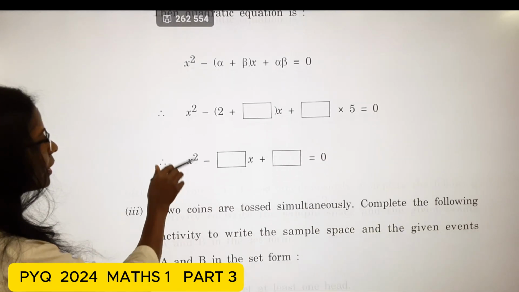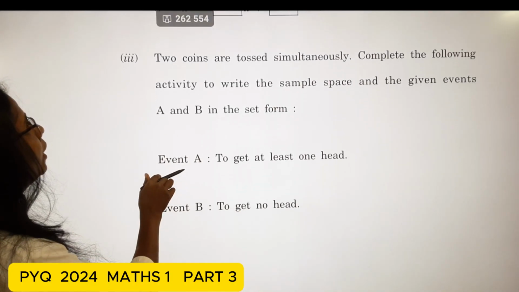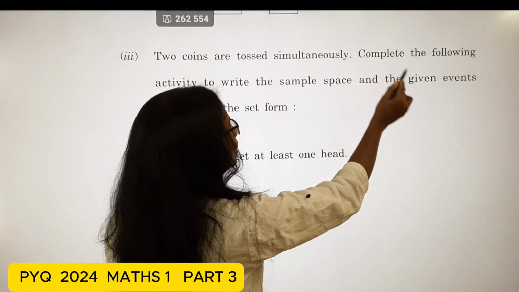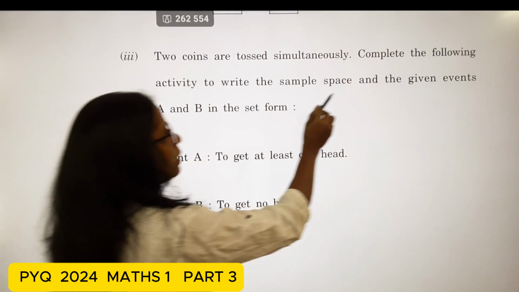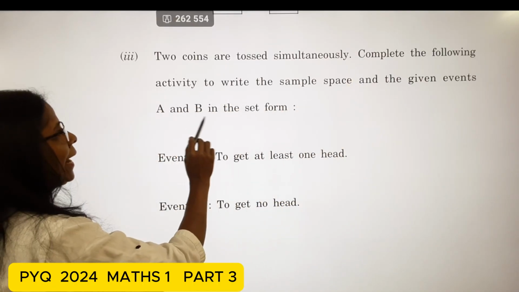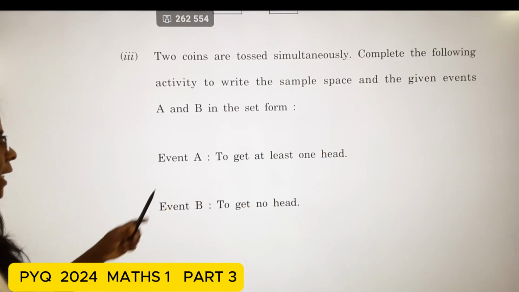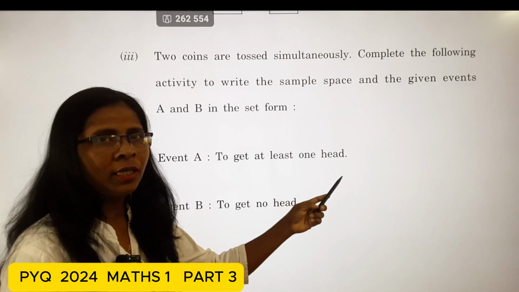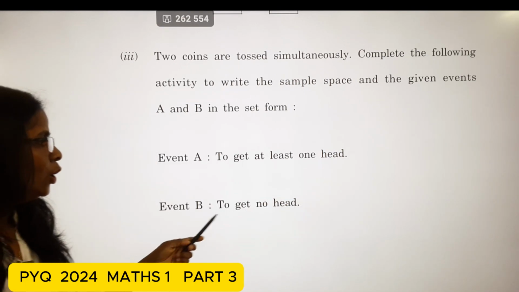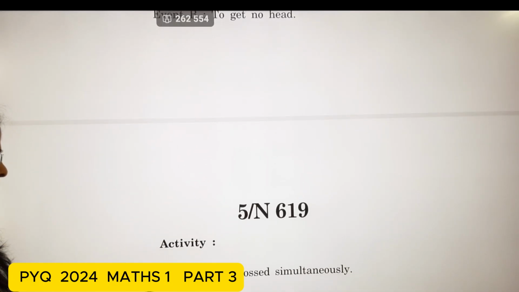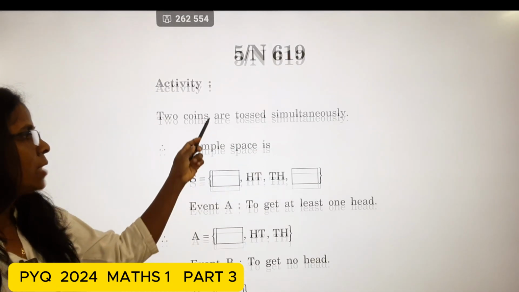Next one, the third question, that is 2 coins are tossed simultaneously. Complete the following activity to write the sample space and the given events A and B in the set form. In the set form, you have to write. Now here, event A to get at least one head. Then second, event B to get no head. Okay. So now here, activity, that is the 2 coins are tossed simultaneously.